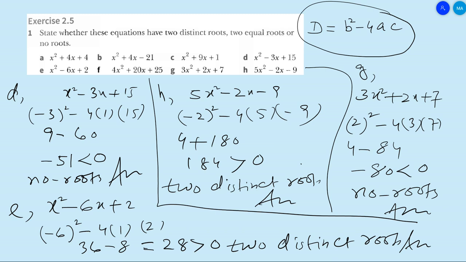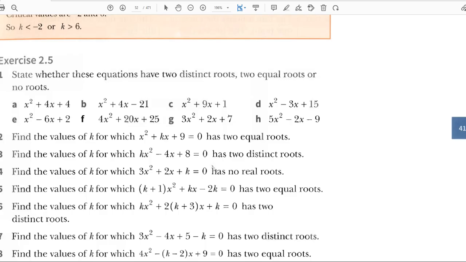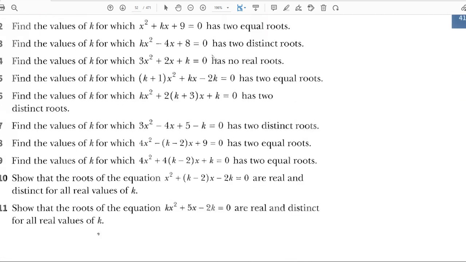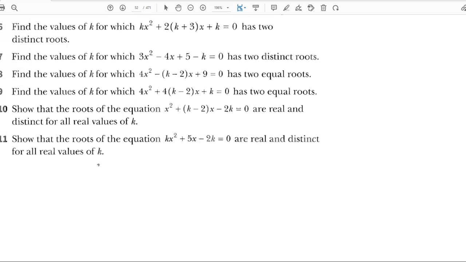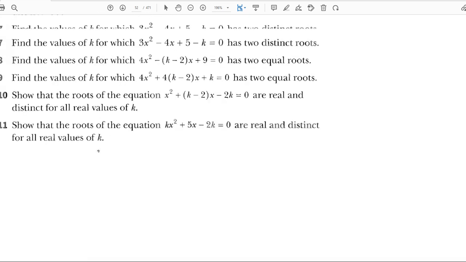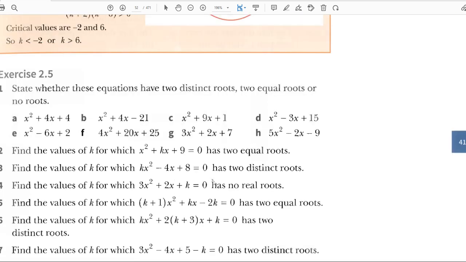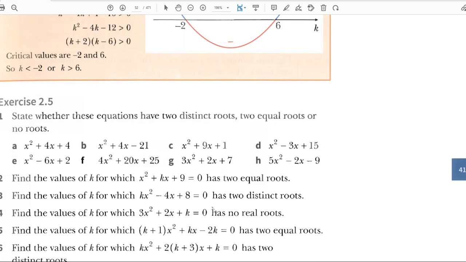So hope you understand how to find the nature of roots without solving the equation, just with the help of discriminant. Discriminant means b square minus 4ac. This is our today's class, where we finished all parts of question number 1. And how many questions in this exercise? There are 11 questions. I will try to finish all questions in the next lecture.